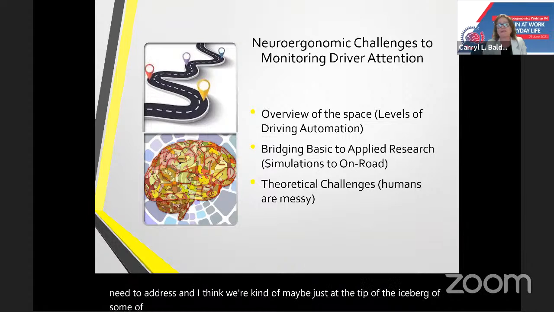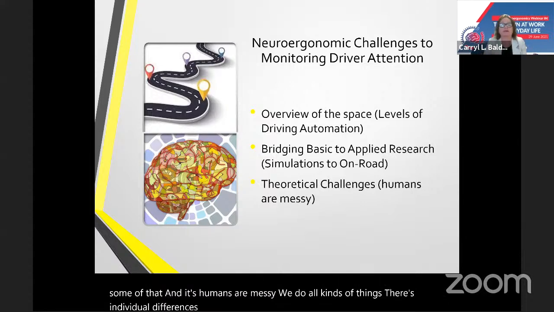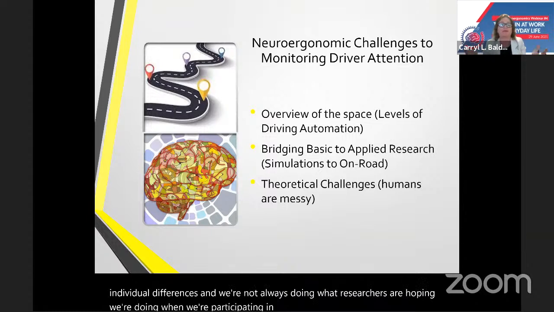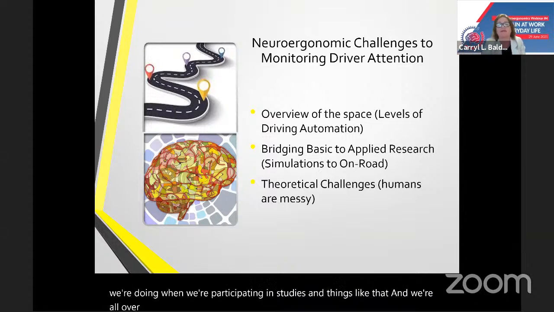And humans are messy. We do all kinds of things. There are individual differences, intra-individual differences and inter-individual differences. And we're not always doing what researchers are hoping we're doing when we're participating in studies. And we're all over the place. So I think that continues to be a major challenge.